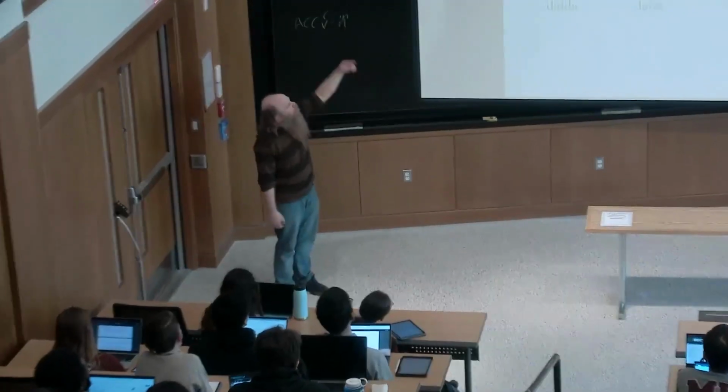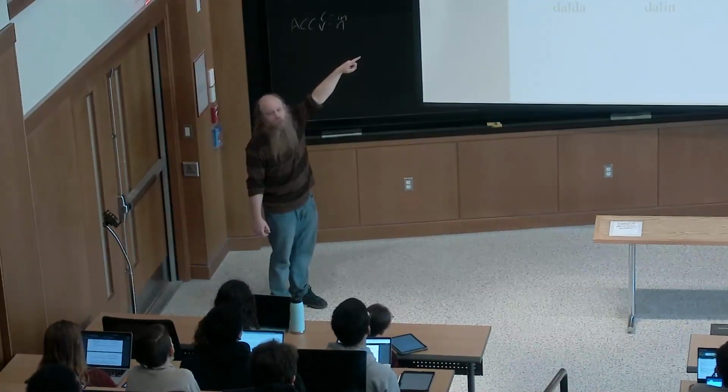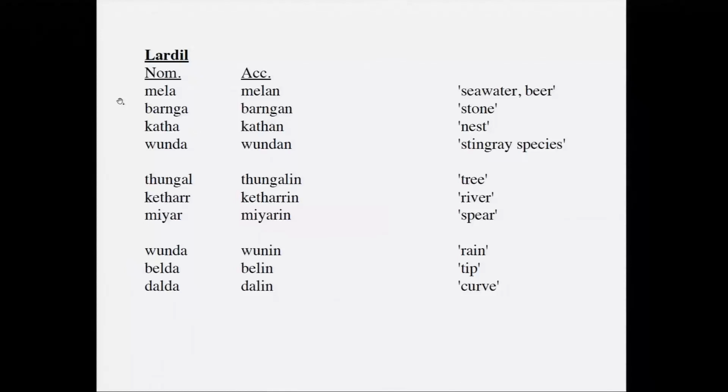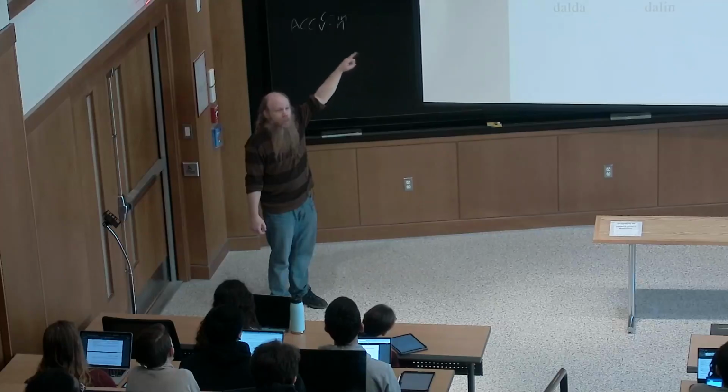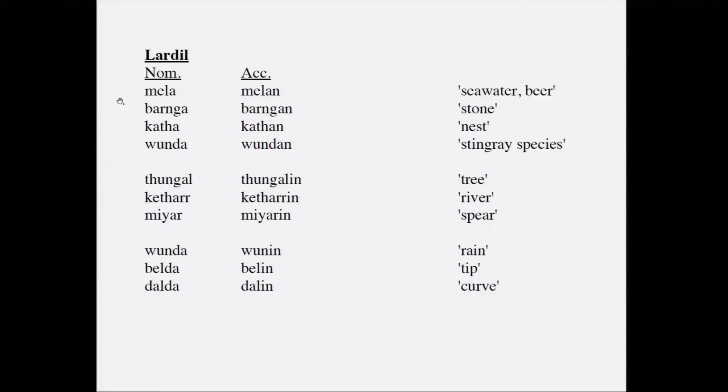So there's a wunda that means a type of stingray. The accusative of that is wundan. And then there's another wunda down here that means rain. And the accusative of that is wunin. So here I am asking you, how do we get from the nominative to the accusative?